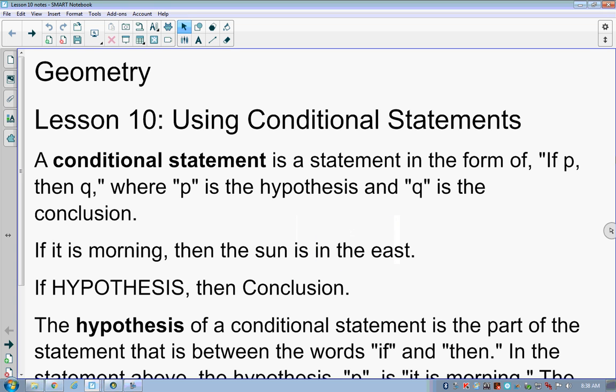Geometry, lesson 10, using conditional statements. We will build on this for the rest of the year. Hopefully you get this and understand it today. A conditional statement is a statement that says, if this, then this.